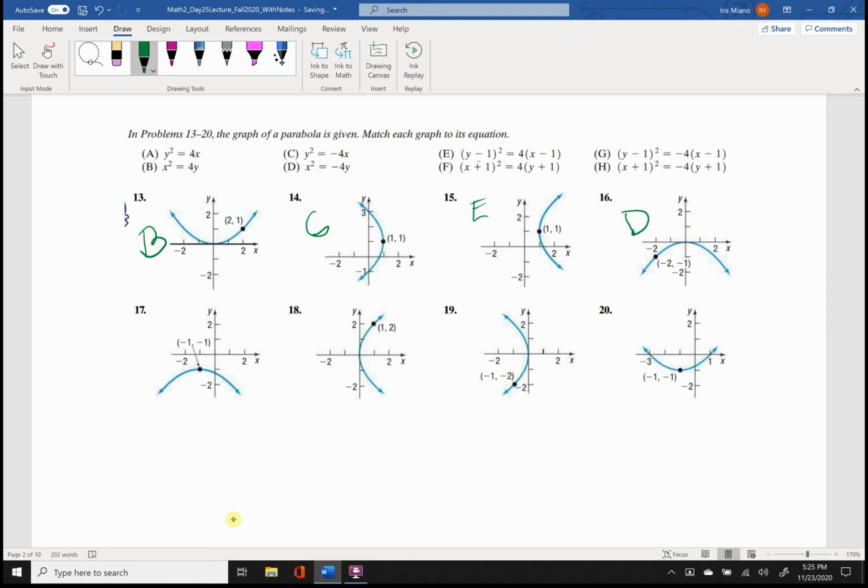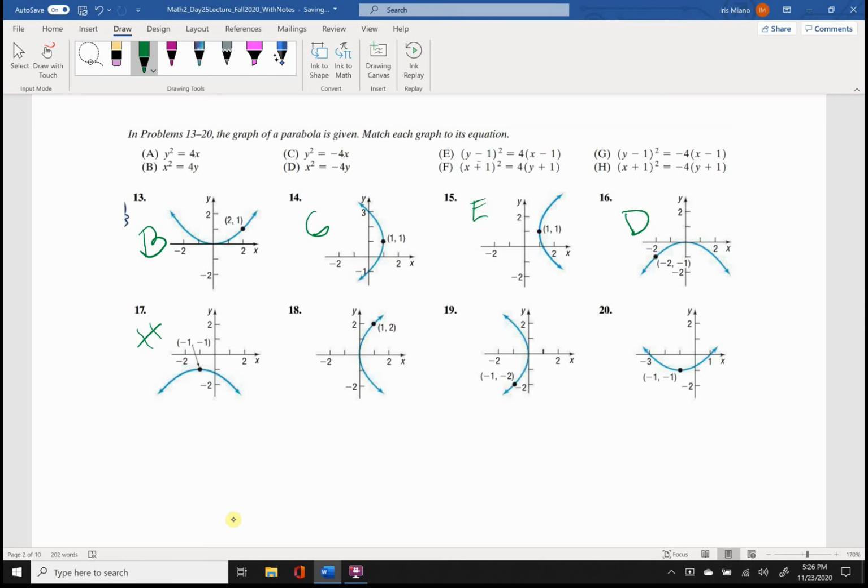For 17, I have a vertex at -1, -1. So it's going to be x plus 1, y plus 1 in the form of the equation. My h and my k both being -1. I'm facing down, so my 4 factor is going to be negative, and I am squaring in x. So that'll be H, right? X is squared. It's a +1 for the x and the y, and the factor 4 is negative. That's H right there.